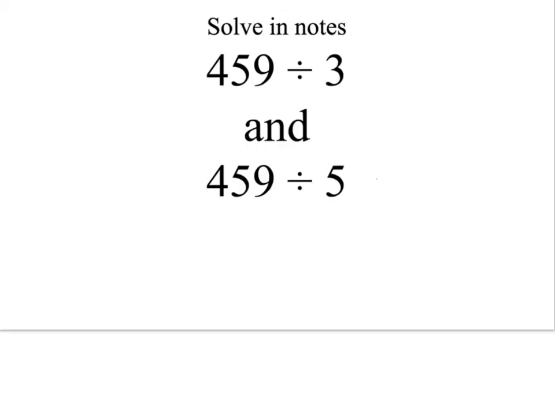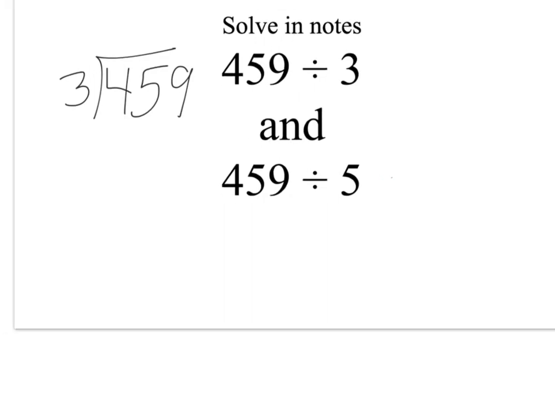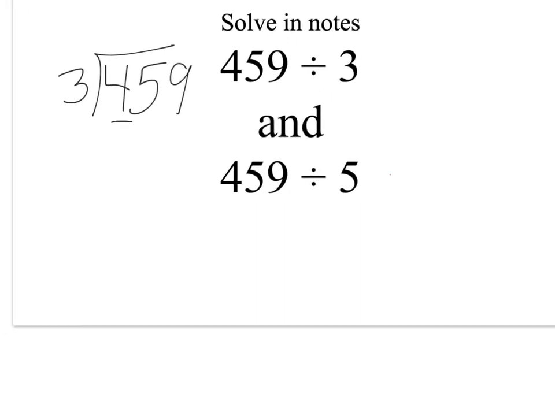We're going to solve the following problems in our notes. The first one we're going to do is 459 divided by 3. So if we continue to remember divide, multiply, subtract, check, bring down, repeat, we're going to first look at the hundreds place. So I have 4 hundreds. You have to think, if I have 3 groups and I have 4 hundreds, do I have enough hundreds to put into each group? I do. I have enough to put 1 in each group.